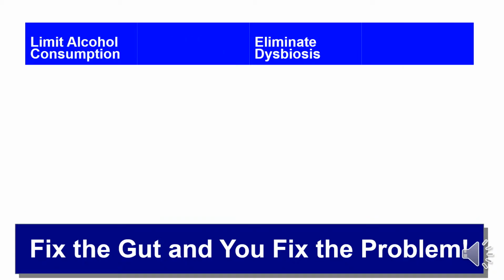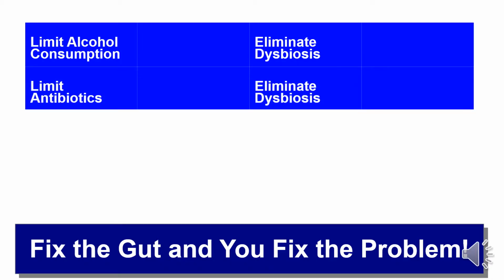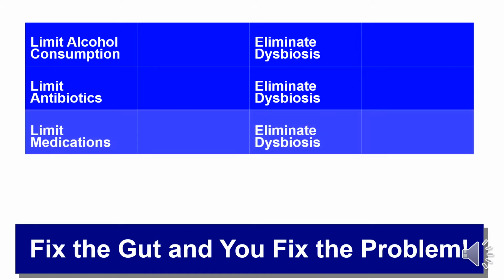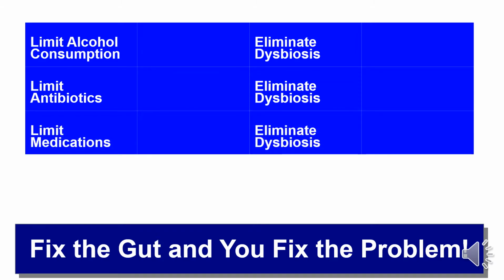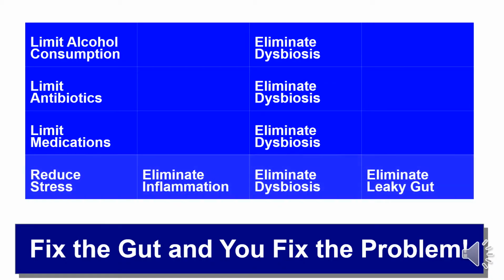You will also want to limit your alcohol consumption. This will help address dysbiosis. Only use antibiotics when necessary. This will help address dysbiosis. Only take medications when necessary. This will help address dysbiosis. And reduce your stress level. This will address all 3 E's as it lowers inflammation, removes the potential for dysbiosis, and helps to prevent a leaky gut.